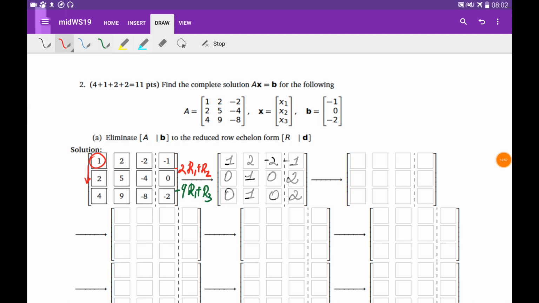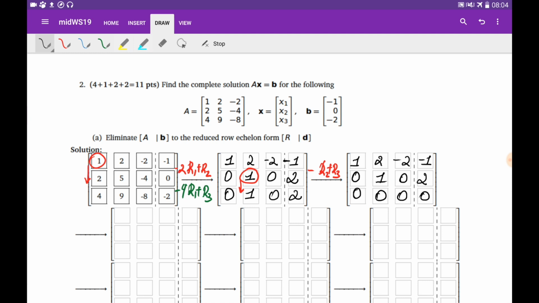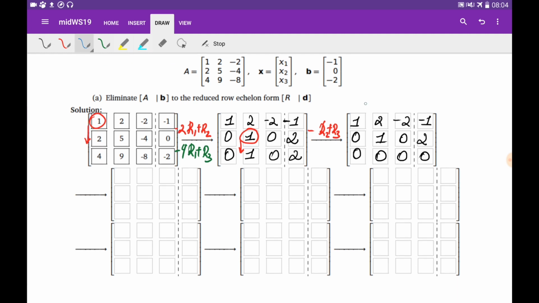In the next step, we choose the entry on the second row. It's going to be 1, and we're going to eliminate all the entries below this. We can do this by multiplying the second row by minus 1 and adding this to the third row. We're going to obtain 1, t minus 1, 0, 1, 0, 2, 0, 0, 0, 0. We can see from here that the first column and the second column are the pivot columns because they have the pivots, right? And the last column is going to be the free column since it doesn't have the pivot. That is why x3 is going to be the free variable.